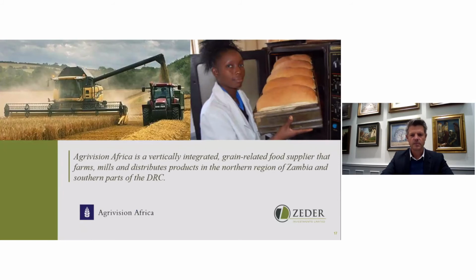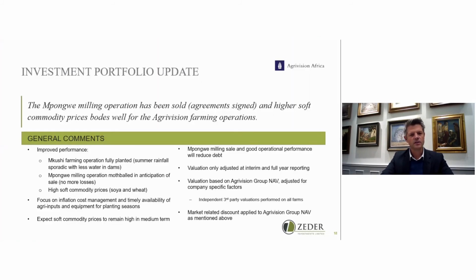In terms of Agrivision, the business in Zambia that's run by Stu Kearns, we've sold the milling operation. We've signed agreements, and as I mentioned, the high soft commodity prices currently bode well for the farming operations. Our Mkushi farming operation, we have 2 big farming blocks. One is in Mkushi and one is in the Sumawe, Mapongwe area. Even though the summer rainfall was sporadic and our dams got less water, we're still planting full wheat there. Mapongwe milling operation has been mothballed in anticipation of the sale, so there are no more losses coming from that business into our books. And yes, the commodity prices are high at the moment, and we think that will remain in the medium term.